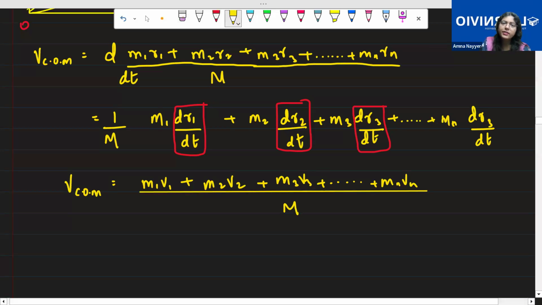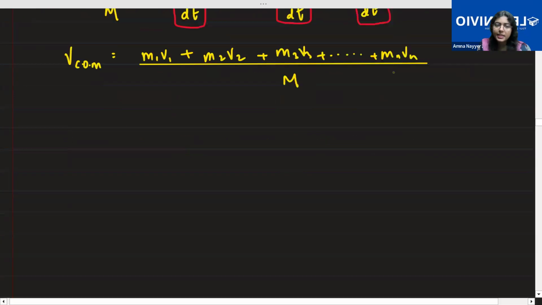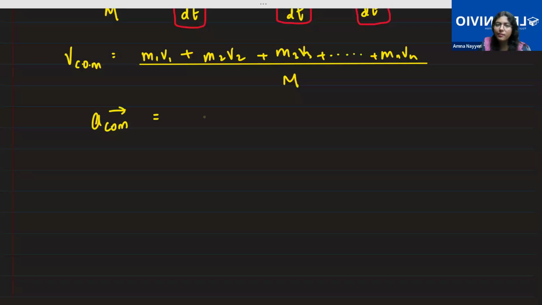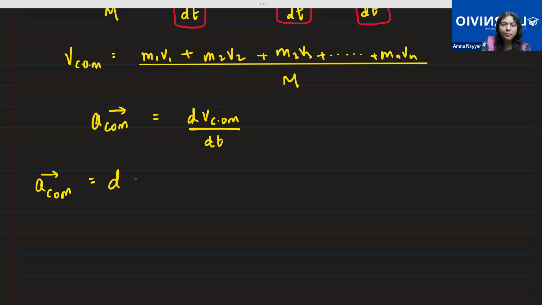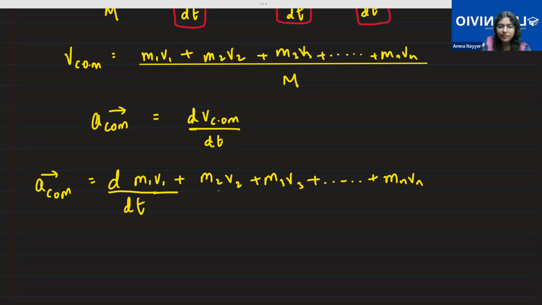Now, after velocity, when you differentiate this velocity comes acceleration. So the acceleration of the center of mass will be you differentiate the velocity of the center of mass with respect to time. So let's differentiate: m1v1 plus m2v2 plus m3v3 up till m_n v_n divided by dt, and divided by mass, of course.